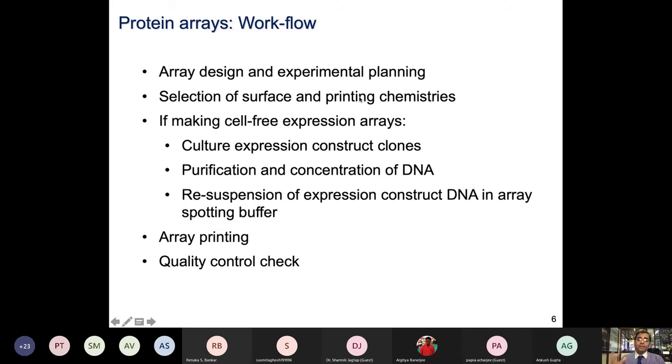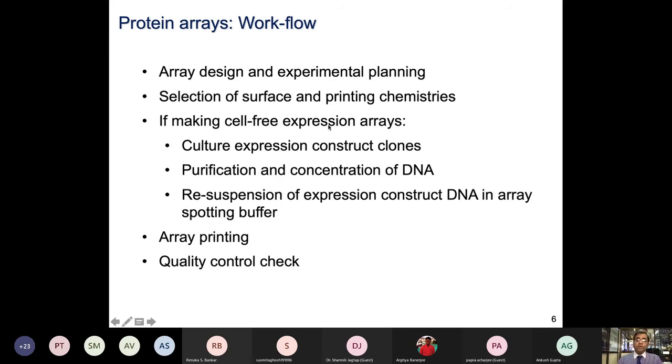Then which type of substrate you are going to use, what type of surface chemistry you are going to use, and how you are going to print your peptides or proteins. Or if you are planning to look at cell-free expression arrays, then you are probably planning to print the DNA. How are you going to print those? So those are the kind of things which you have to think about ahead of time.